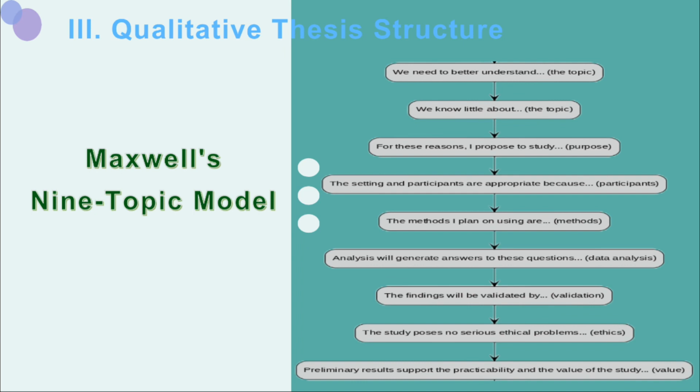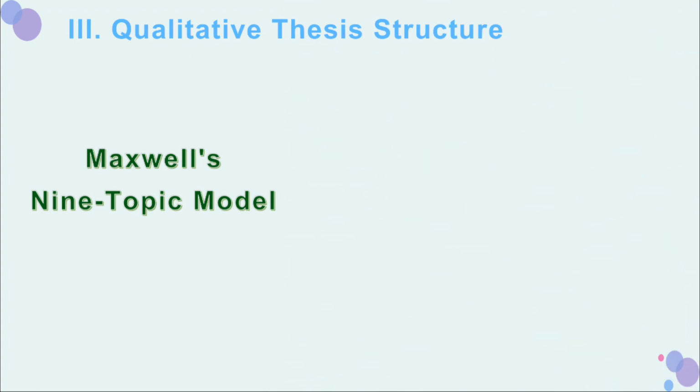We choose our setting and the participants, explaining why they are relevant. We detail our research methods. We explain how our analysis will answer the questions. We discuss how our findings will be validated. We ensure the study adheres to ethical guidelines. And lastly, we talk about the preliminary results and the study's value.